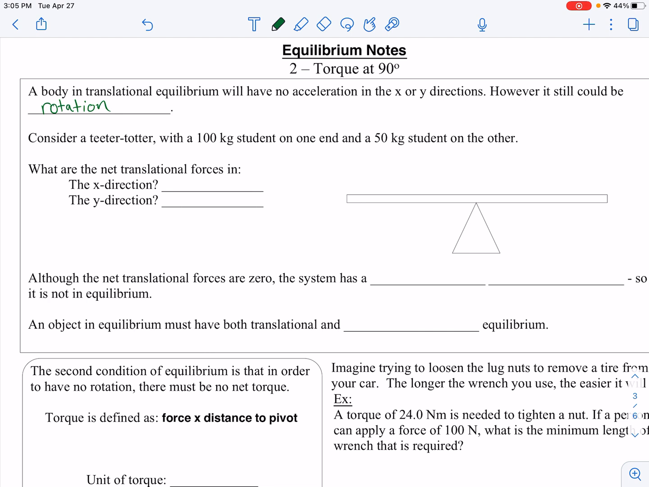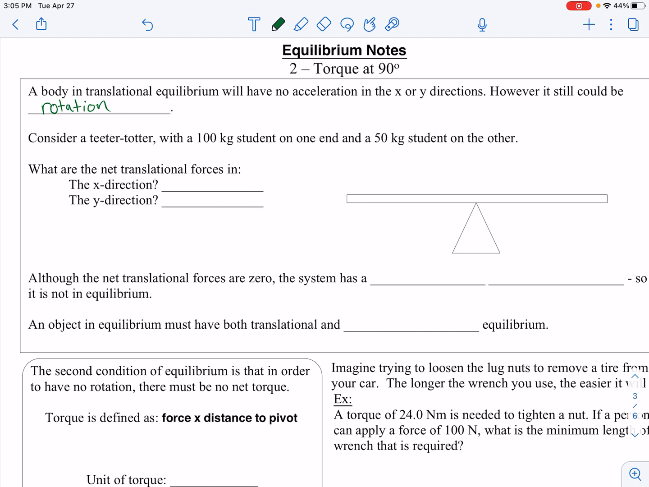Now, a couple things. Again, we're talking about torque right now, which is essentially the rotational version of force. Let's start by defining it through a little example. Consider a seesaw or a teeter-totter, where you have a 100-kilogram student on one end and a 50-kilogram student on the other.